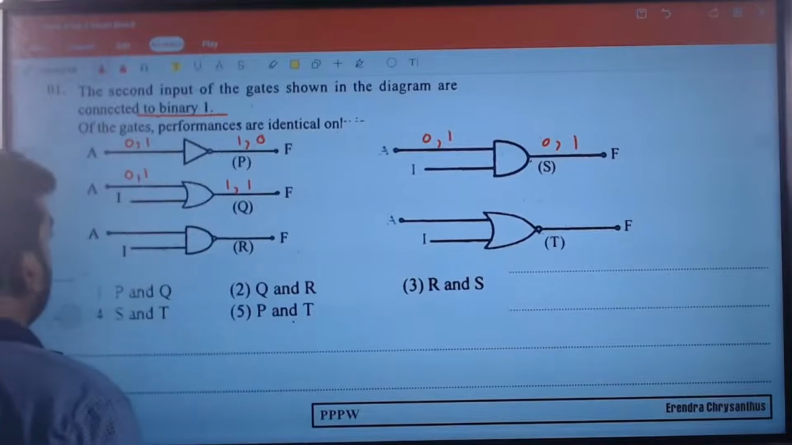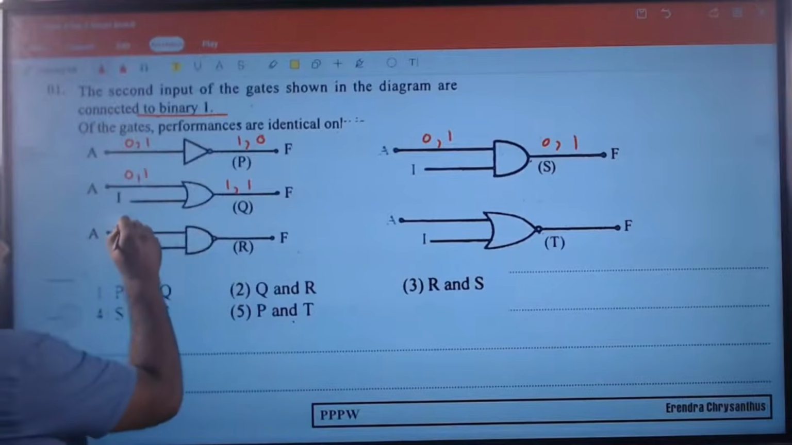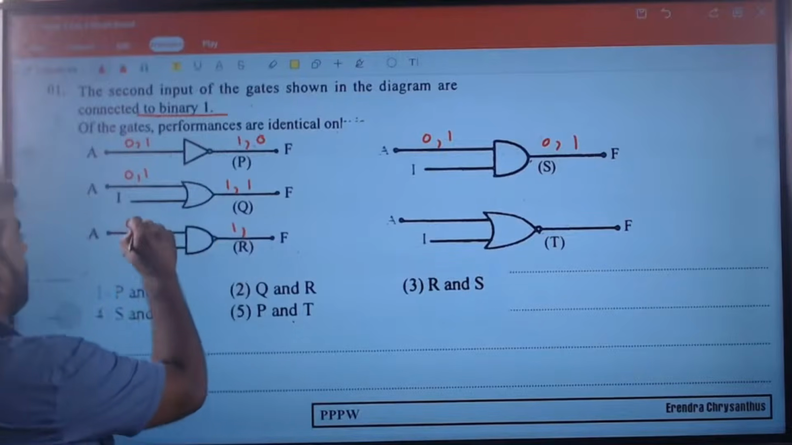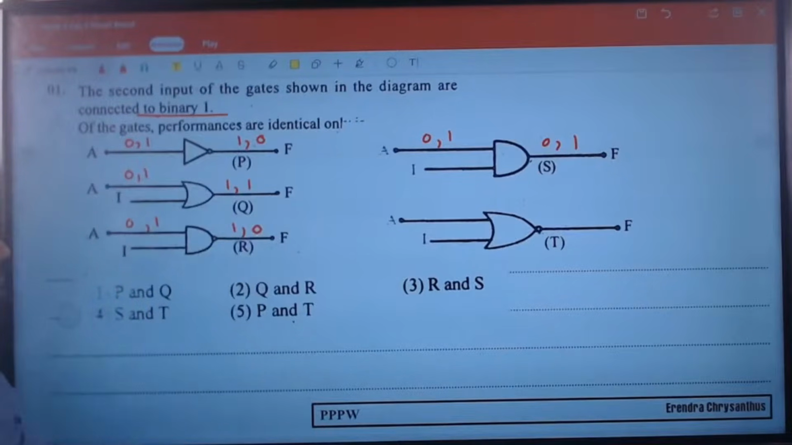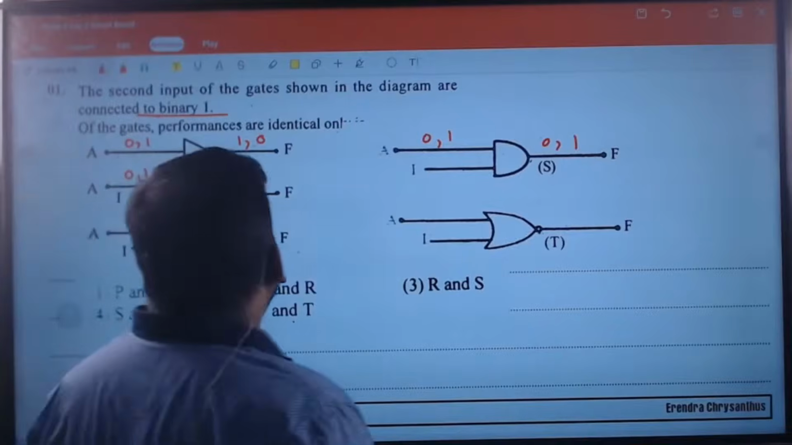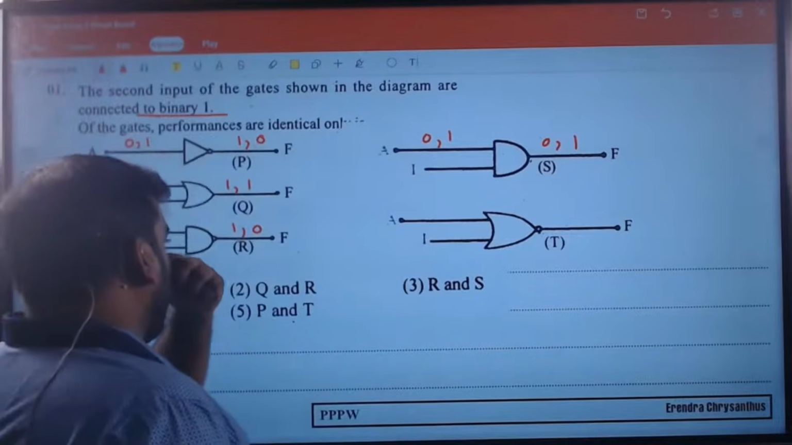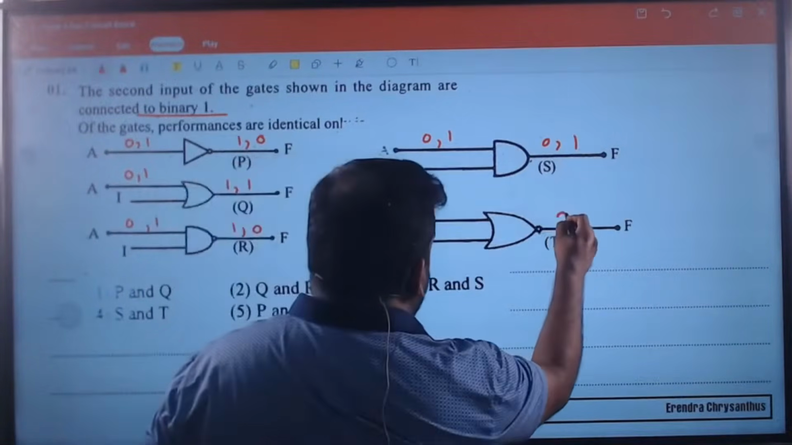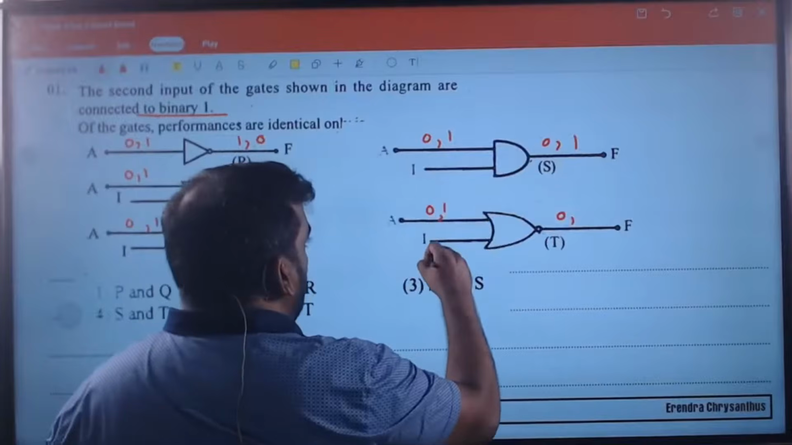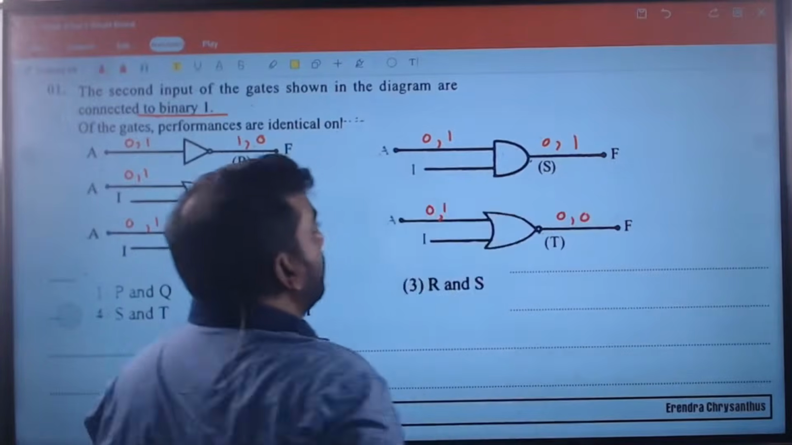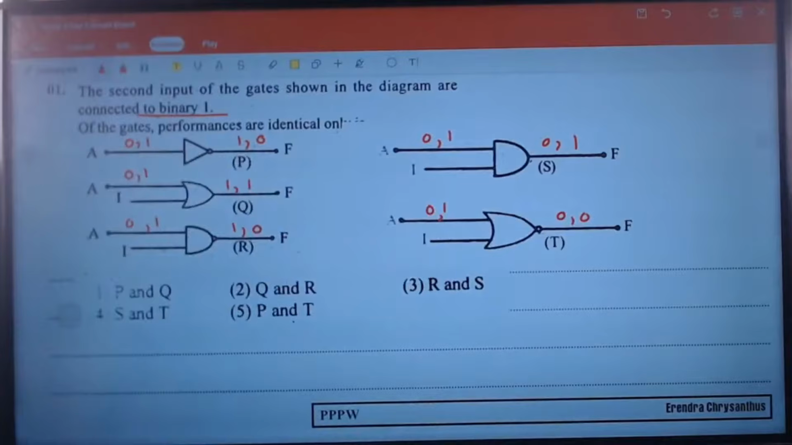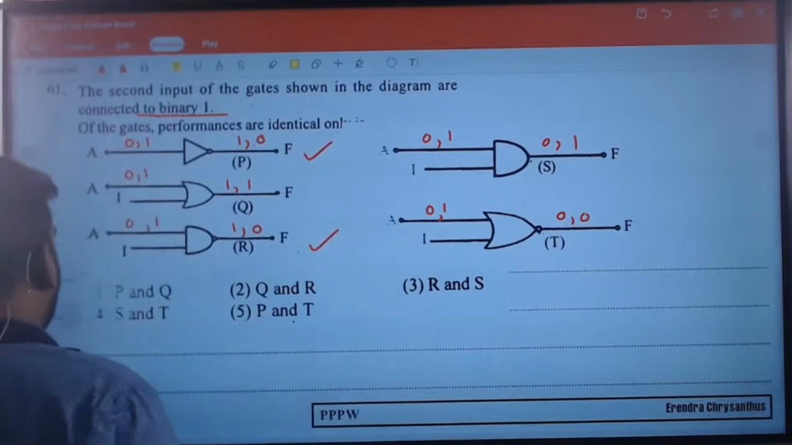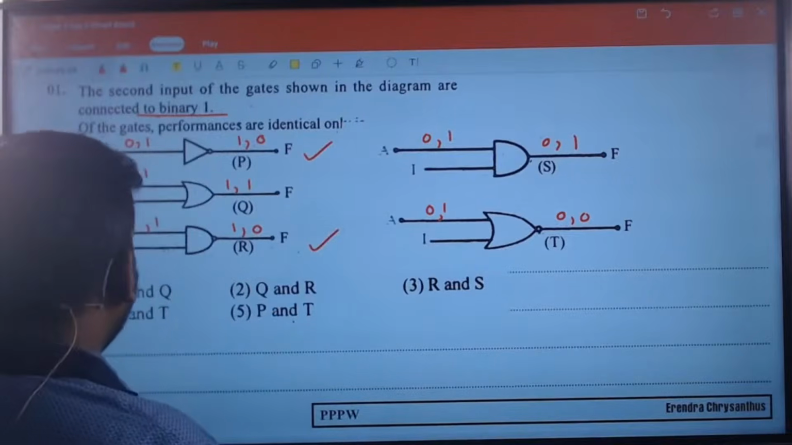Here it's a NAND gate. 0, 0 should be 1. 1, 1 should be 0. So these two are identical. Here there is a NOR gate. 0, 1 should be 0. 1, 1 should also be 0. So what are the identical outputs? You can see identical outputs are obtained from these two, P and R.